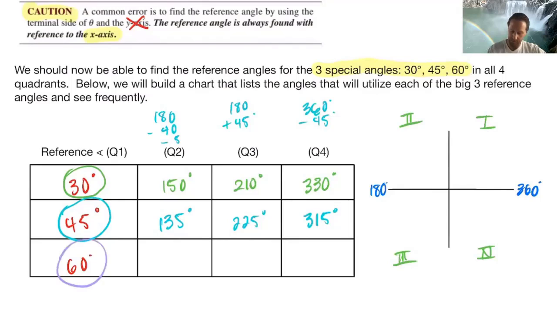So the last one here is going to be a 60-degree reference angle. And again, remember, always to the x-axis, trying to hit that point home. So go ahead and try to do this quickly, and I'll give you the answers after you give it a try on your own. So go ahead and pause it.